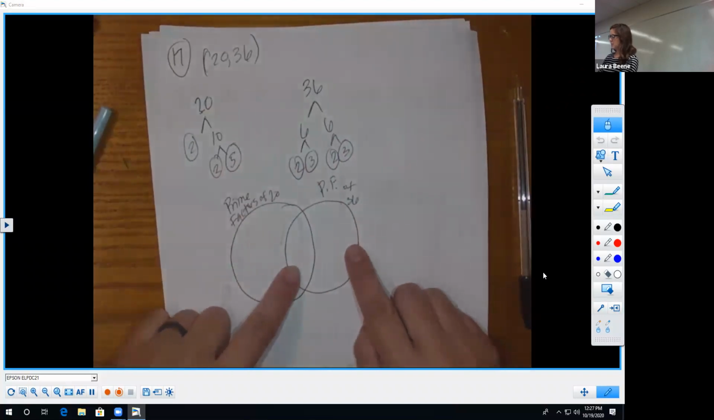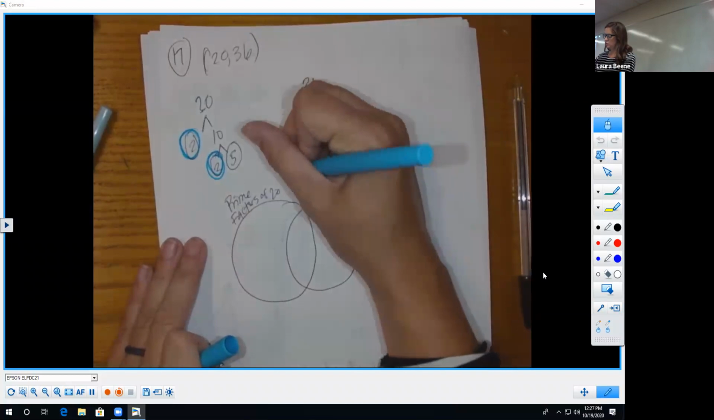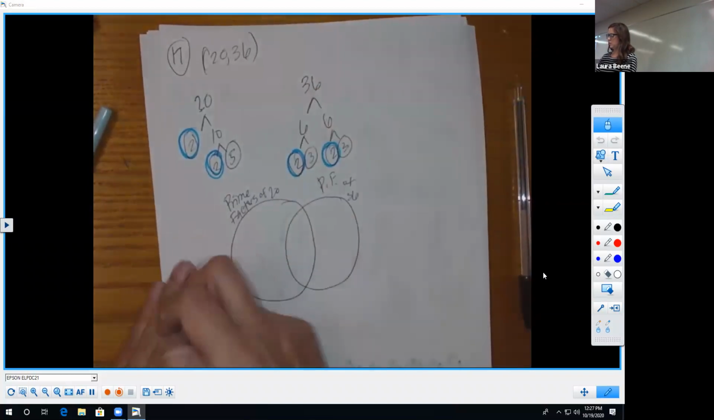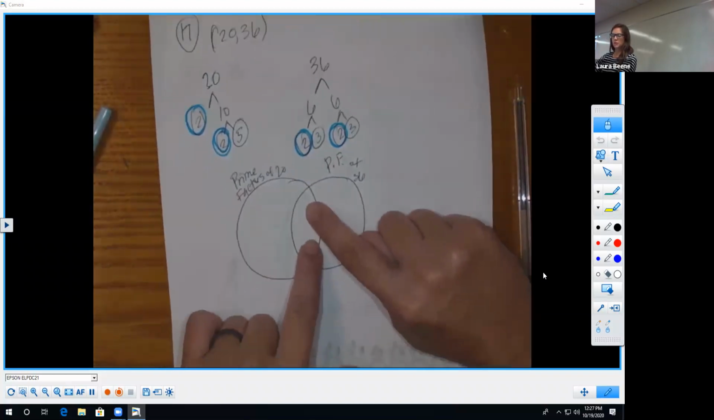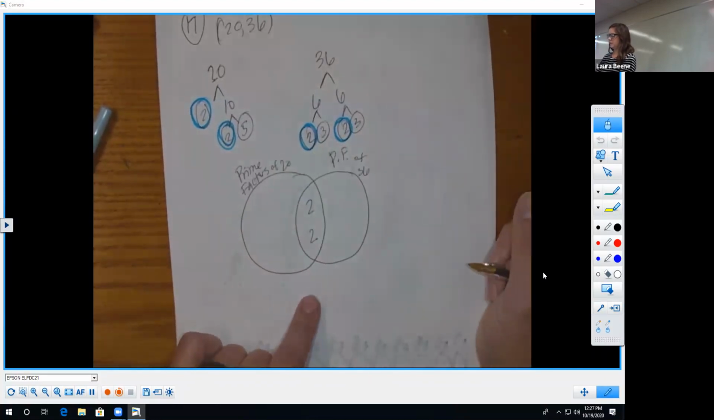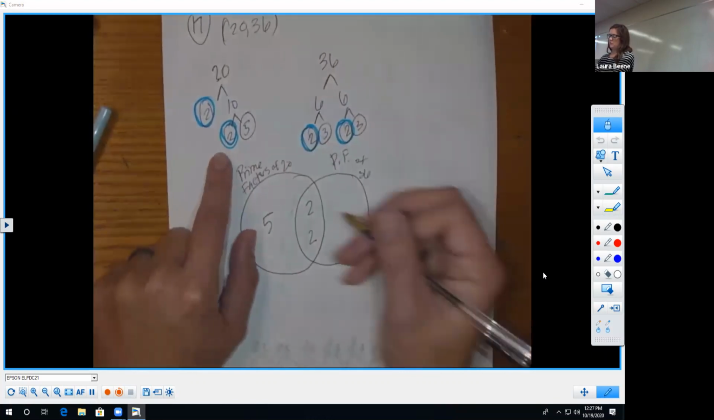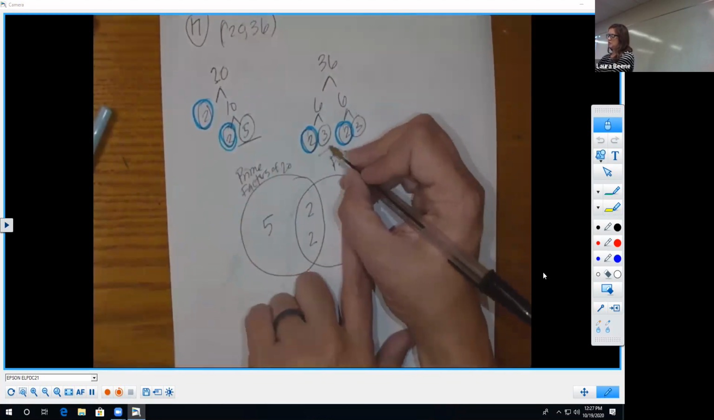So what do they have in common? Well, they both have 2 2s. So let me put those in the middle where they're going to overlap right there, because they both have the 2 2s in common. What's left over here on 20 is just a 5. Left over here on 36 are the 2 3s.